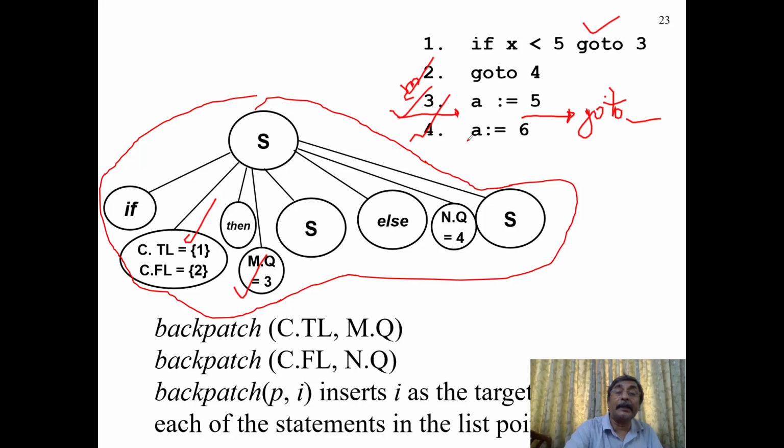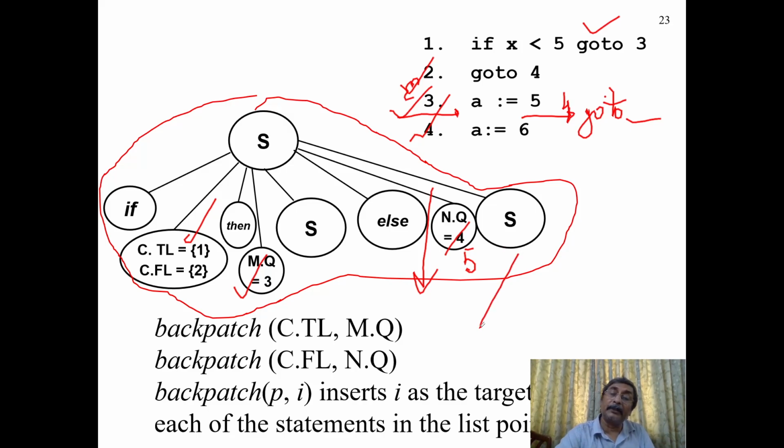So in the semantic action for this n, what should I have written? I should have generated this. In m, just m.q equal to 3 would be a correct semantic action. But in n, the correct semantic action would be first write down a goto statement, then remember the next quadruple, and in that case n.q will be 5.